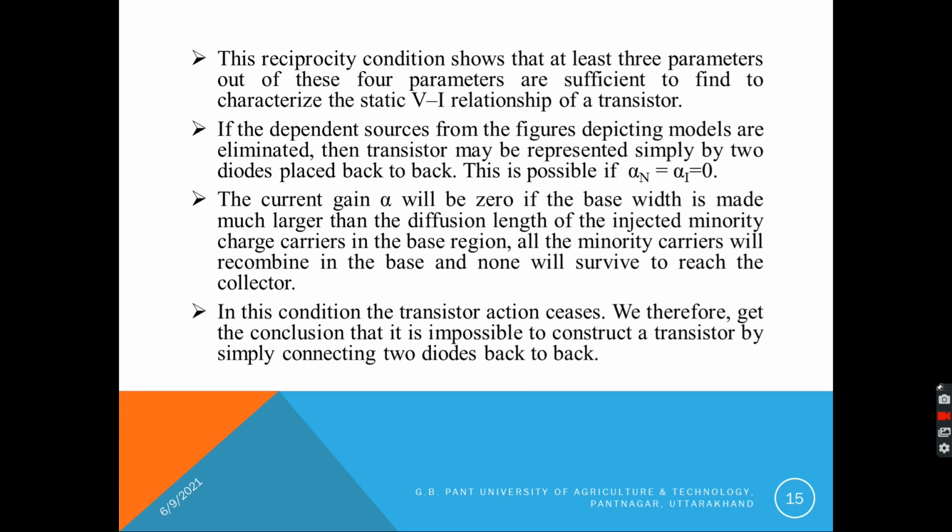So what can we conclude? Under this condition, the transistor action ceases. Therefore, we can conclude that it is almost impossible to construct a transistor by simply connecting two diodes in a back-to-back connection.